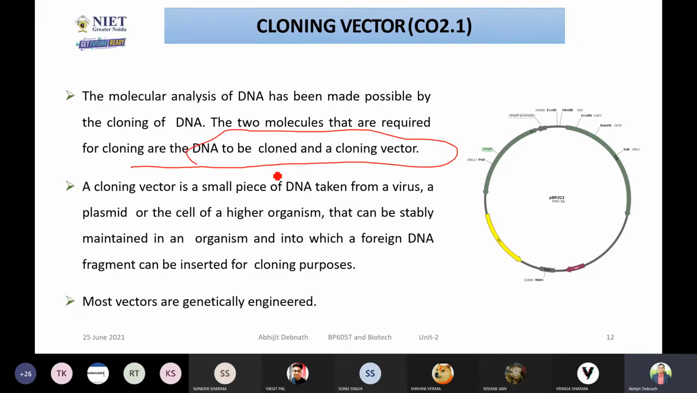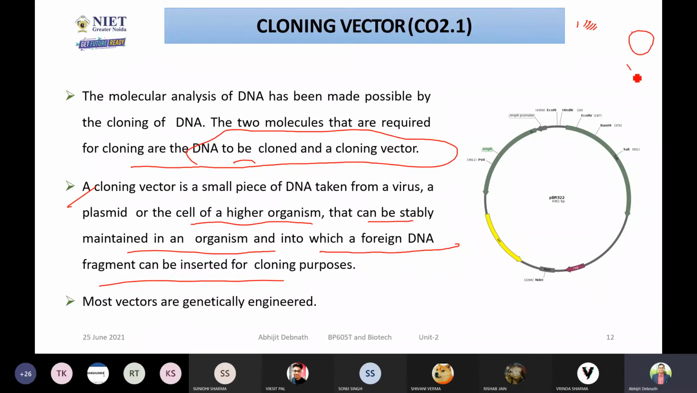In the old lectures we saw this, and I am talking about it here. The cloning vector is a small piece of DNA taken from a virus, a plasmid, or the cell of a higher organism that can be stably maintained in the organism into which a foreign DNA fragment can be inserted. In my previous lecture you have seen that there is something called donor DNA, and on the other side there was something called bacterial plasmid. The plasmid was opened and the donor DNA was inserted like this. Enzymes like DNA ligase and restriction enzyme came into the picture. That is what we are trying to see here.